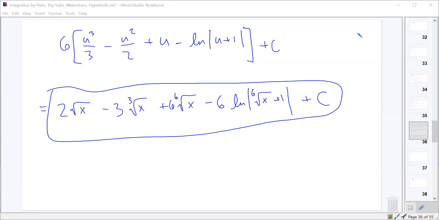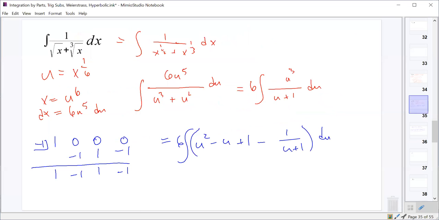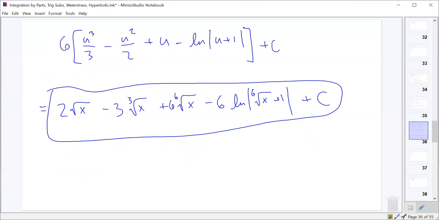And I could have not had the absolute value around that natural log anymore because the sixth root is always going to be positive. And if you add 1 to it, it'll still be positive. But sure, I can go back a page. Everybody good with that? Any questions on that?